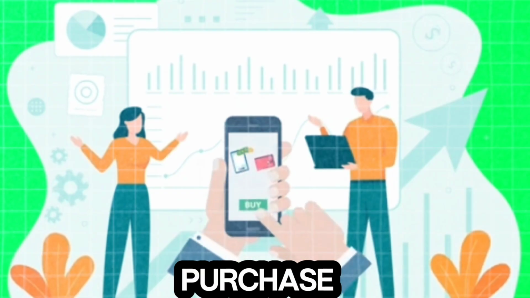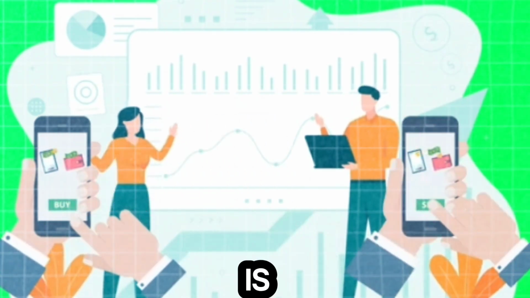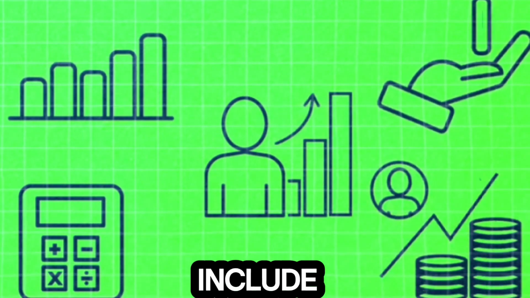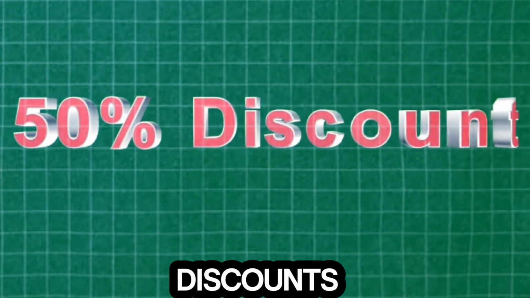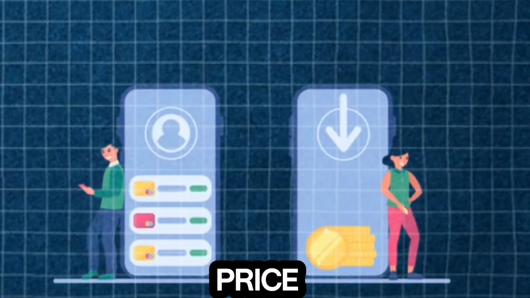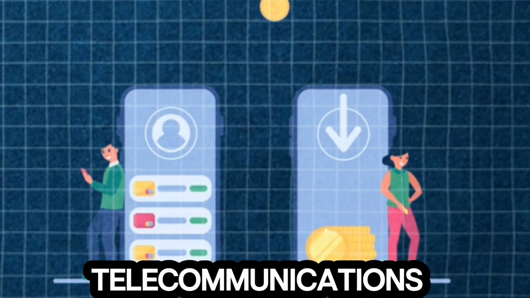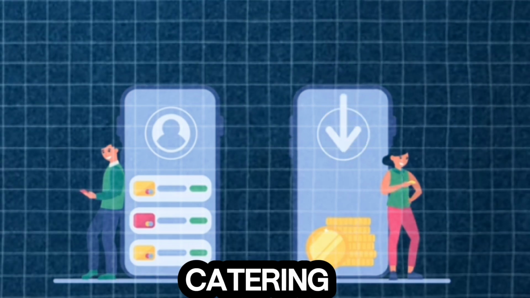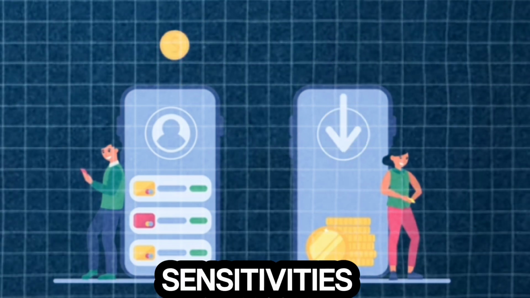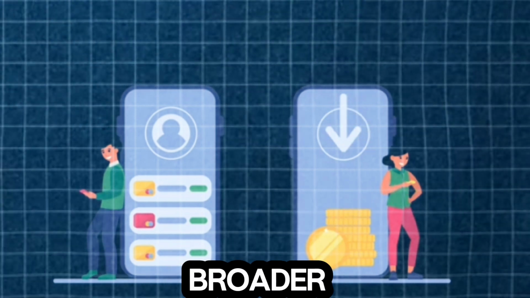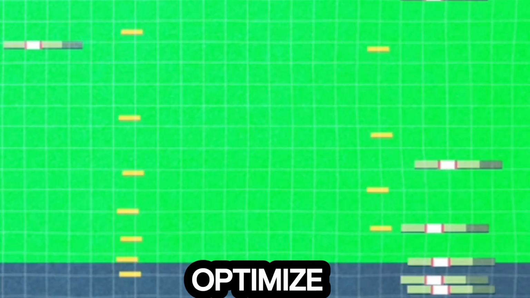Third degree price discrimination involves segmenting the market into distinct groups based on identifiable characteristics such as age, location, or time of purchase. Each segment is then charged a different price. Common examples include student and senior discounts, regional pricing differences, and peak versus off-peak pricing in services like telecommunications or transportation. By recognizing and catering to the varying price sensitivities of different segments, businesses can attract a broader customer base and optimize revenue.